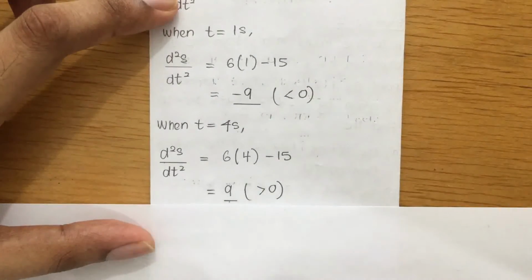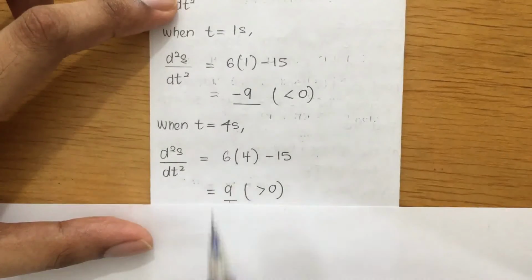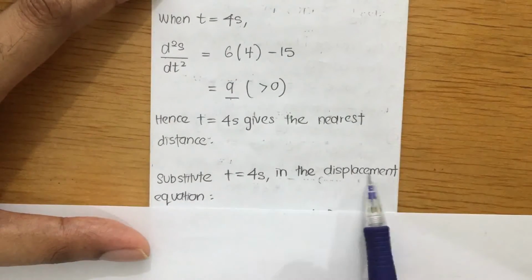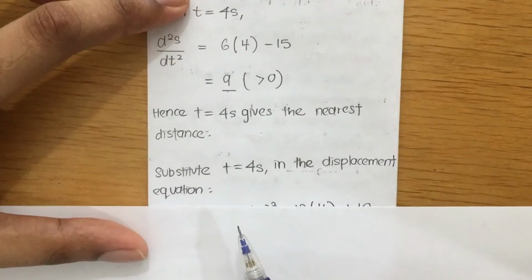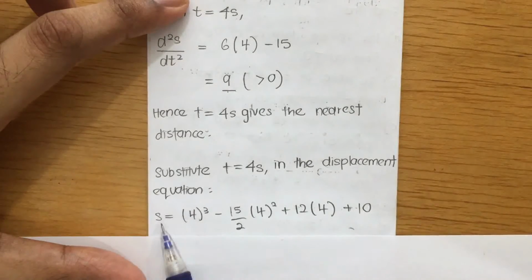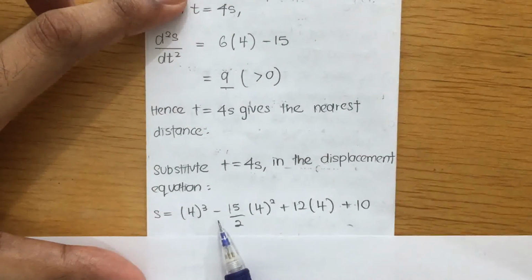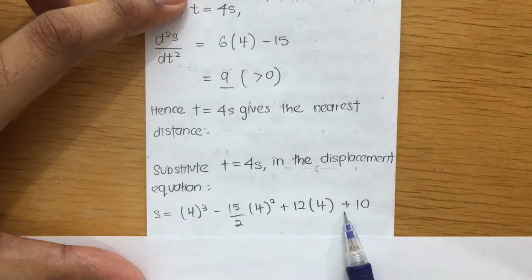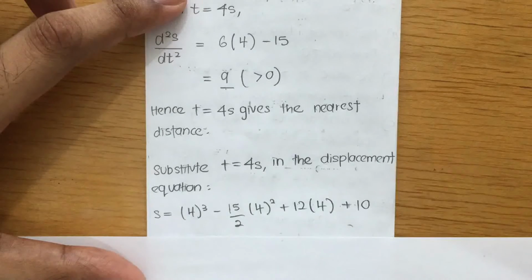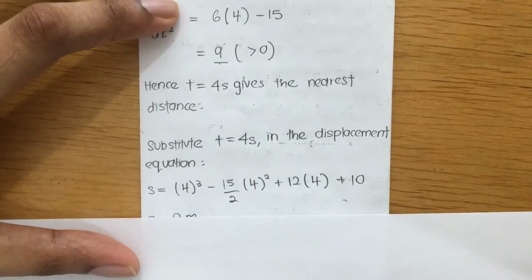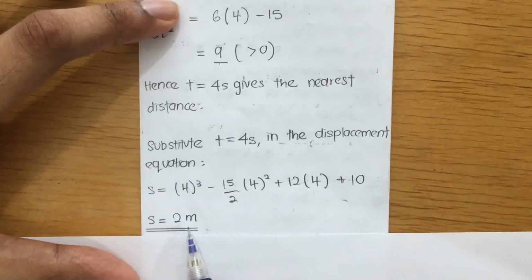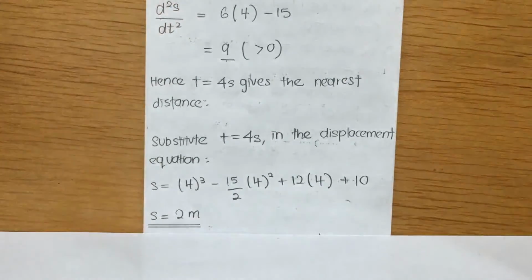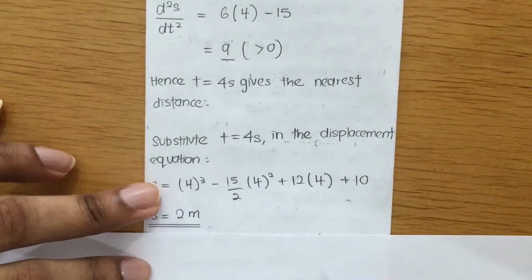Okay, once you identify this and double confirm that this is your minimum value, what you do is substitute t equals 4 seconds in the displacement equation. So you substitute in s equals 4 cubed minus 15 over 2 times 4 square plus 12 times 4 plus 10. So you calculate everything. You get your displacement equals 2 meters. So this is your answer, guys. Okay, let me proceed to question part B.